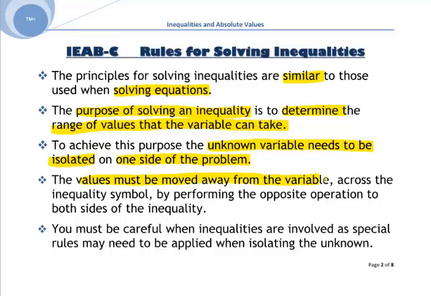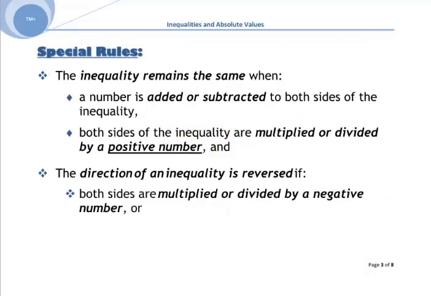Values must therefore be moved away from the variable across the inequality symbol by performing the opposite operation to both sides of the inequality. Now you must be careful when inequalities are involved because there are special rules that may need to be applied when isolating the unknown. Now these special rules are as follows. The inequality will remain the same, so going in the same direction when a number is added or subtracted to both sides of the inequality, or when both sides of the inequality are multiplied or divided by a positive number.